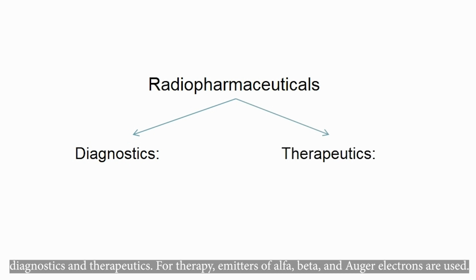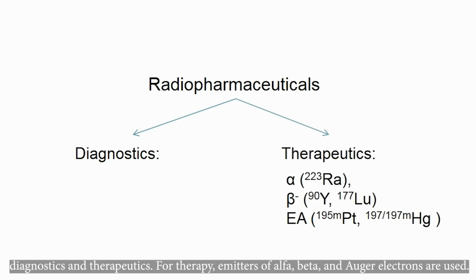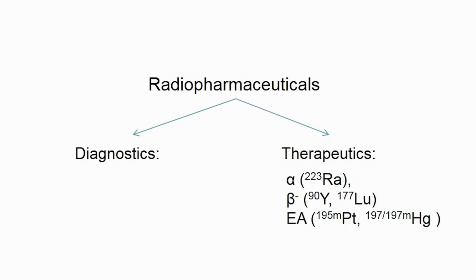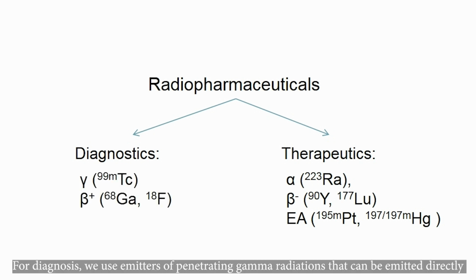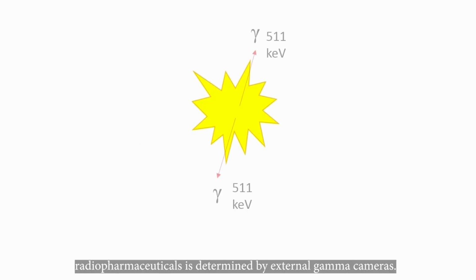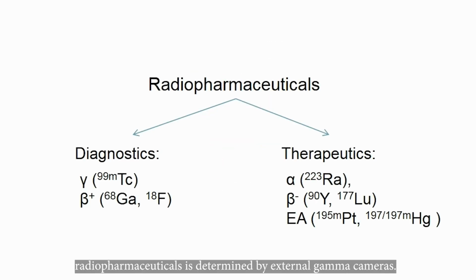For therapy, emitters of alpha, beta, and Auger electrons are used. These radiations are characterized by short range and high linear energy transfer, enough to cause double DNA breaks, generate free radicals, or destroy cell membranes. For diagnosis, we use emitters of penetrating gamma radiation that can be emitted directly or indirectly in the annihilation of positrons. The place of accumulation of diagnostic radiopharmaceuticals is determined by external gamma cameras.